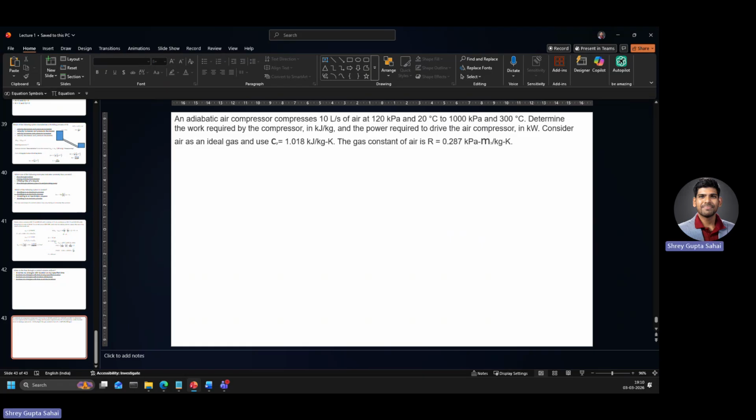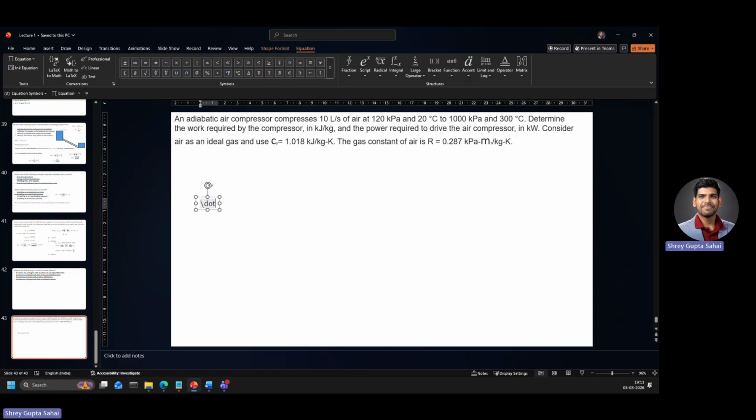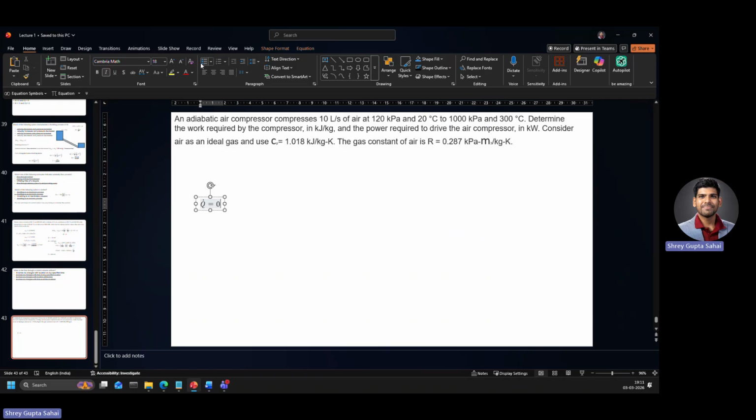Let's look at this question. An adiabatic air compressor. So first of all, adiabatic, right? So no heat transfer rate. That is one thing. A volumetric flow rate is given, 10 liters per second of air at this much pressure and temperature. And then the final pressure and temperature is given. We need the work required by the compressor and the power required to drive the air compressor.